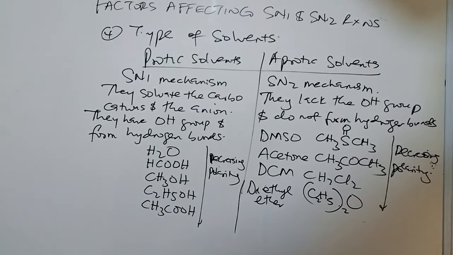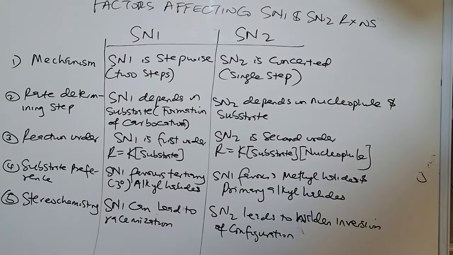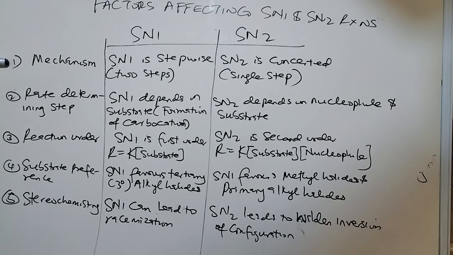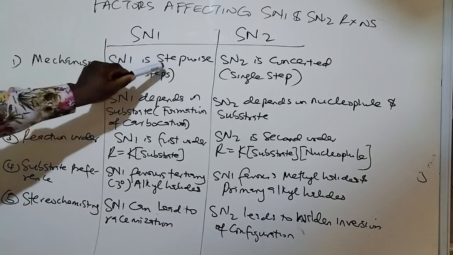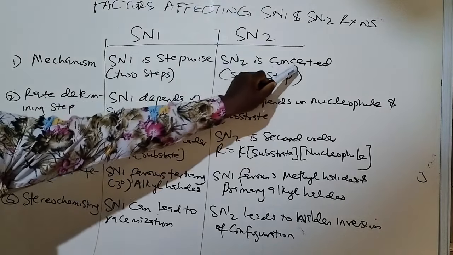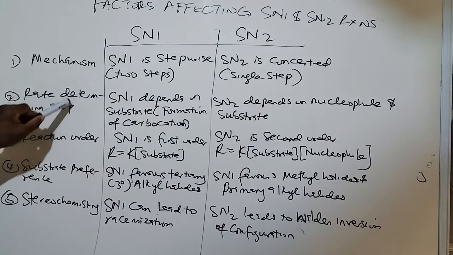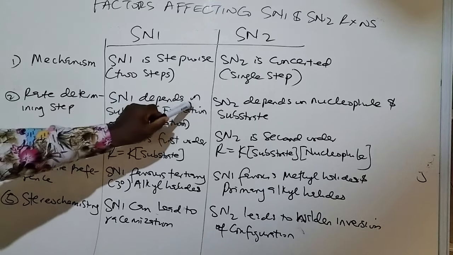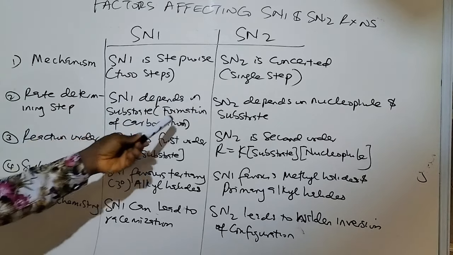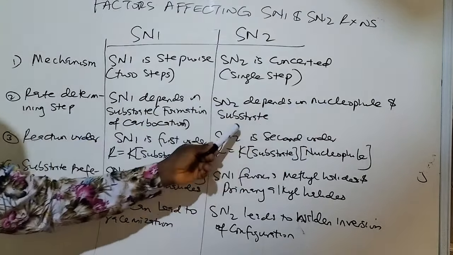The differences. Look at the differences between SN1 and SN2 reactions. The first is mechanism. SN1 is stepwise. It involves two steps. SN2 is concerted. It involves a single step. Number two, rate determining step. SN1 depends on the substrate only, the formation of carbocation. SN2 depends on nucleophile and substrate.